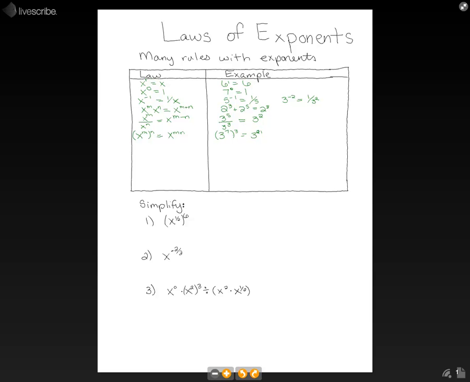Next we have a distribution of exponents, or powers. So we have xy to the n power equals x to the n, y to the n. So if we have 2 times 3 to the fifth, that's going to equal 2 to the fifth times 3 to the fifth.